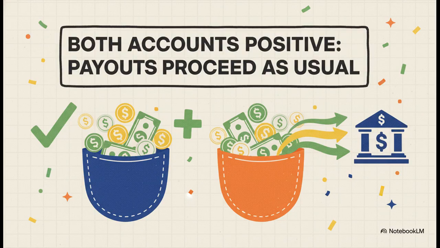Now for the easiest one of all, what if both of your accounts are positive? What if you're having a great sales cycle? Well, it's pretty simple. Nothing happens. There's no negative balance anywhere, so there's nothing to correct. No adjustment is needed. You just get your payouts as usual.